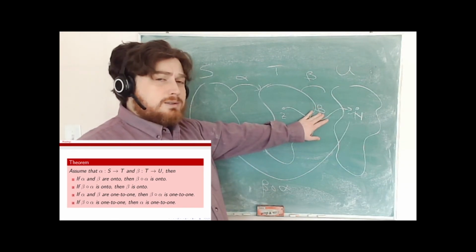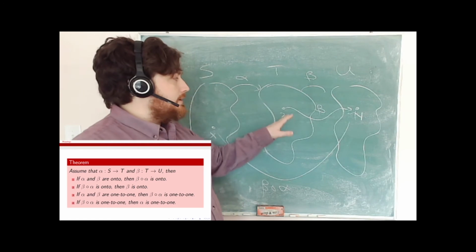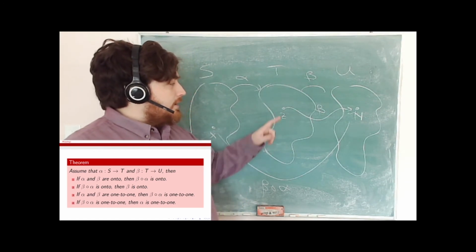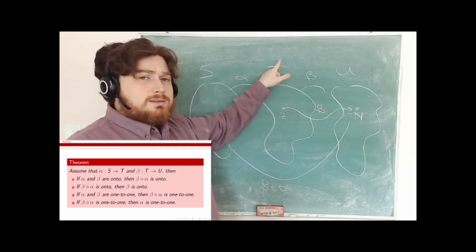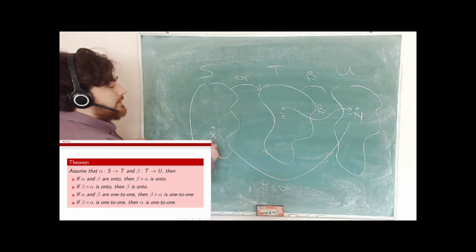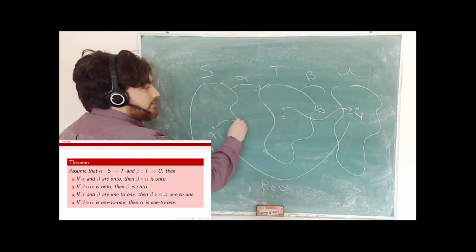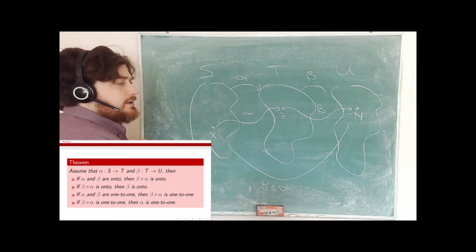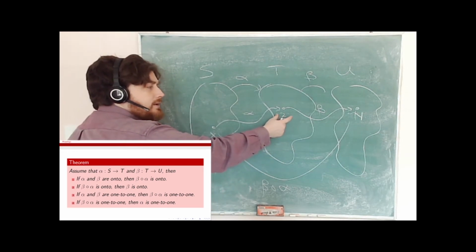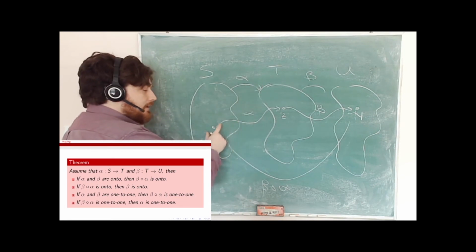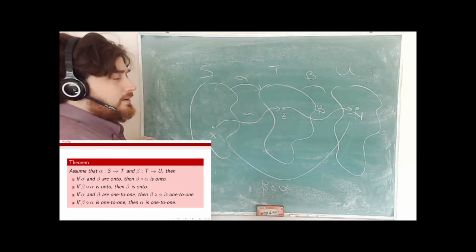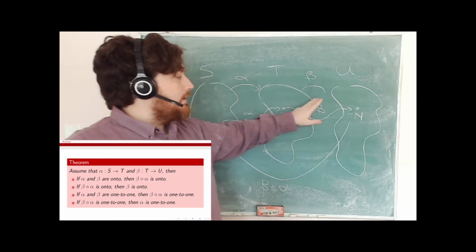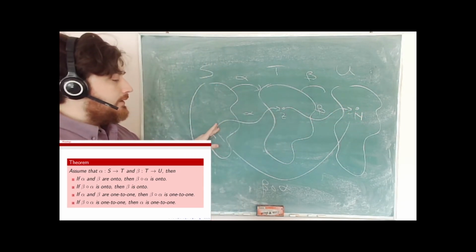Again, that's true because beta is onto, therefore for every y in U there exists a z such that beta of z is equal to y. But now z is in T, therefore there exists some x in S such that x is mapped to z under alpha. Again, alpha is onto, so there had to be something in here that mapped to here. So what I did was I started at y, I found the z, and then from the z I could find the x.